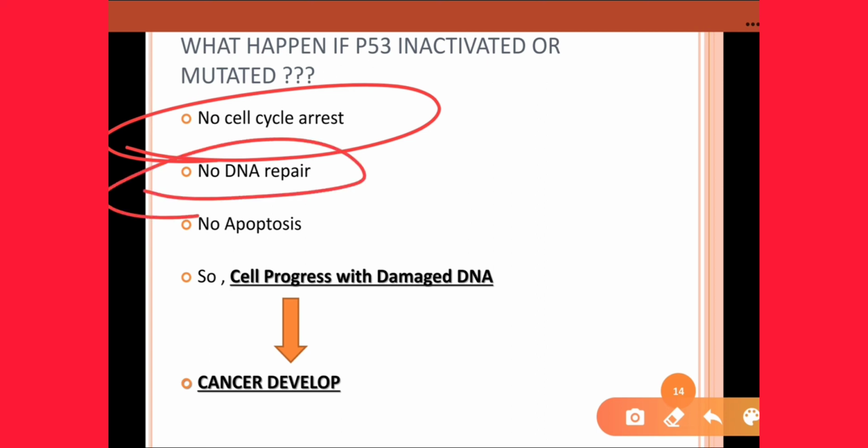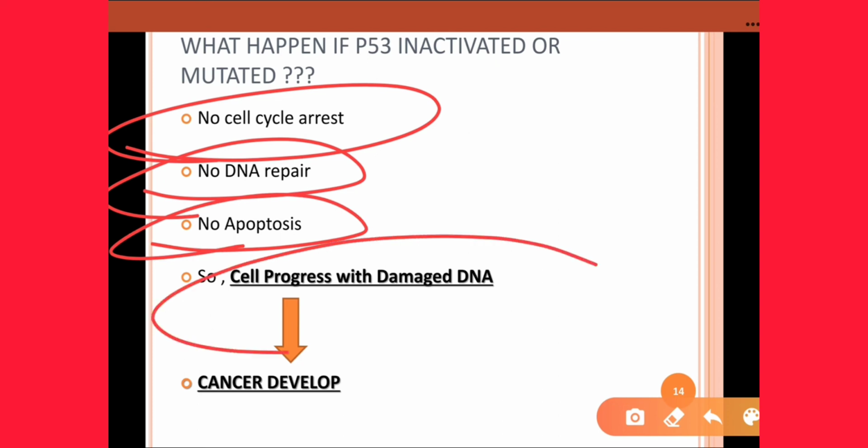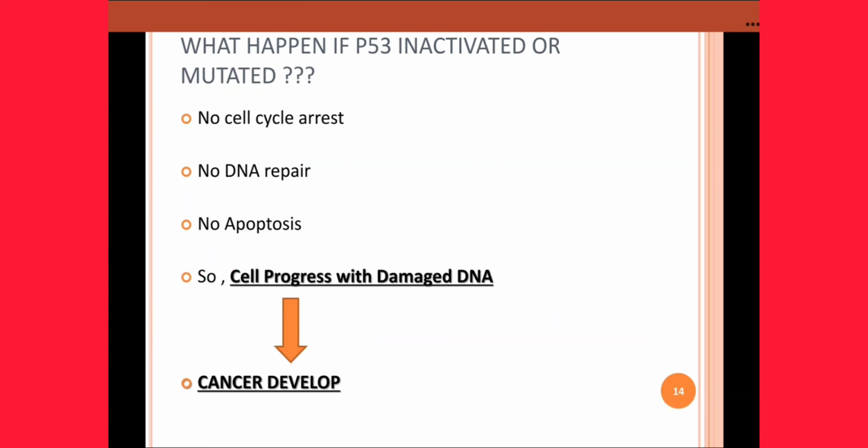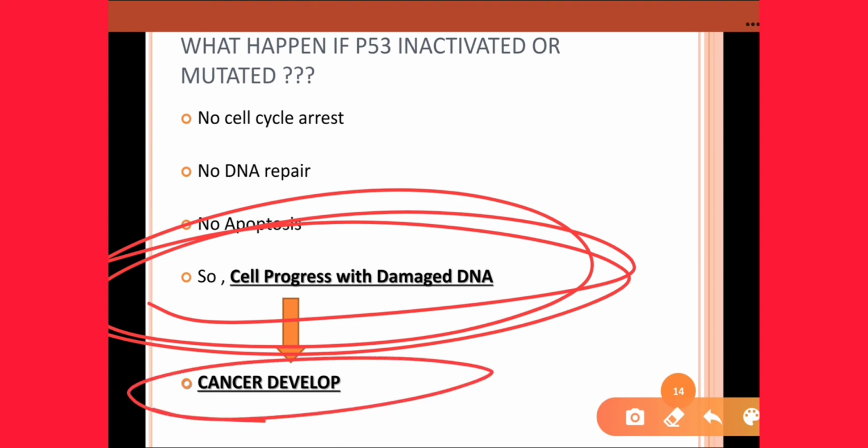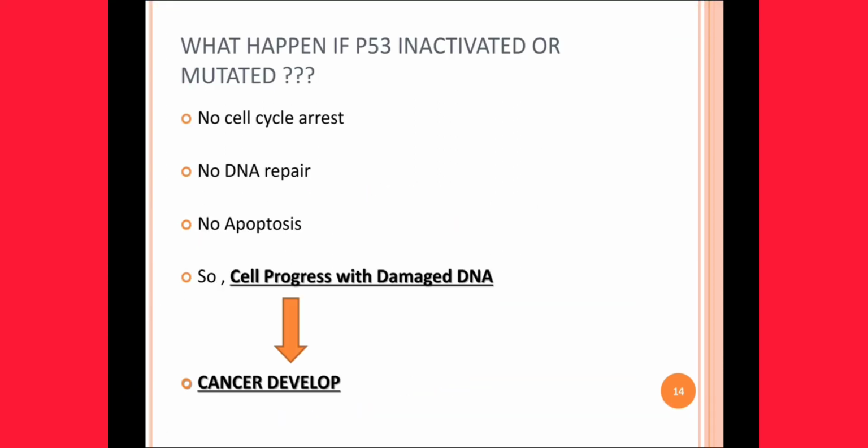Additionally, they will not do any DNA repair because your P53 is mutated. There will not be any apoptosis of the damaged cell. So the cell progresses with the damaged DNA, right? The cell progresses with the damaged DNA, and this will put you at risk for cancer formation. So if your P53 is inactivated, then you can develop cancer earlier in your life.